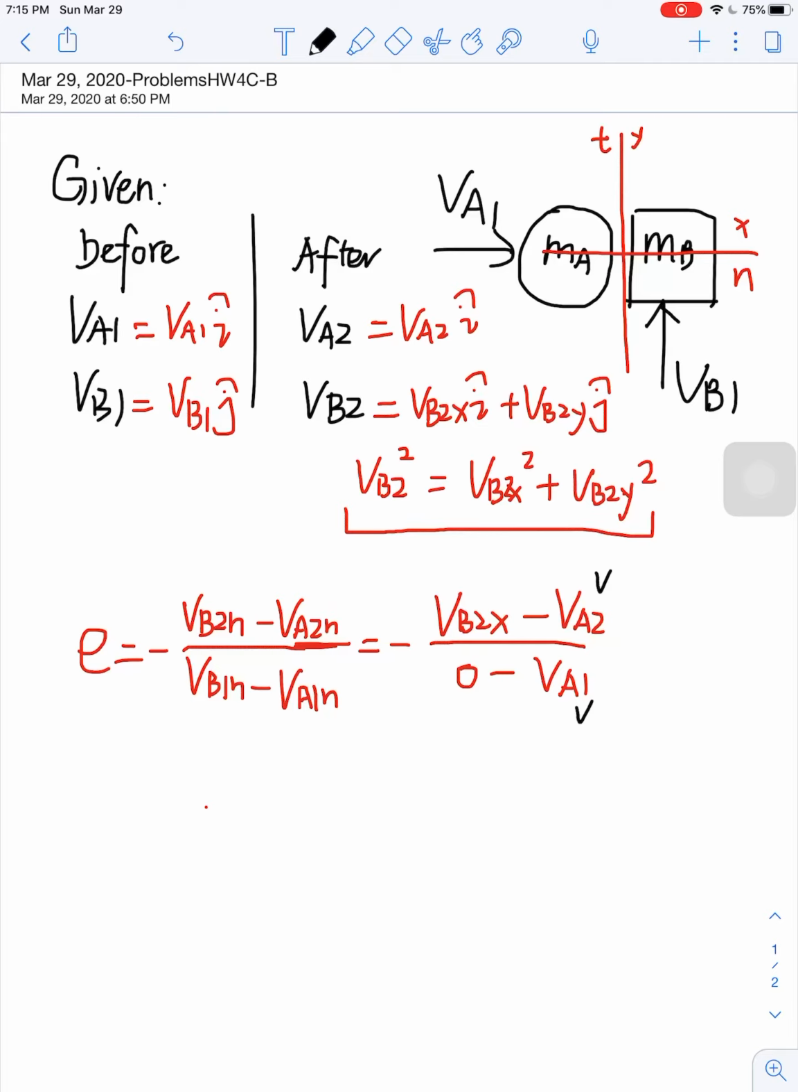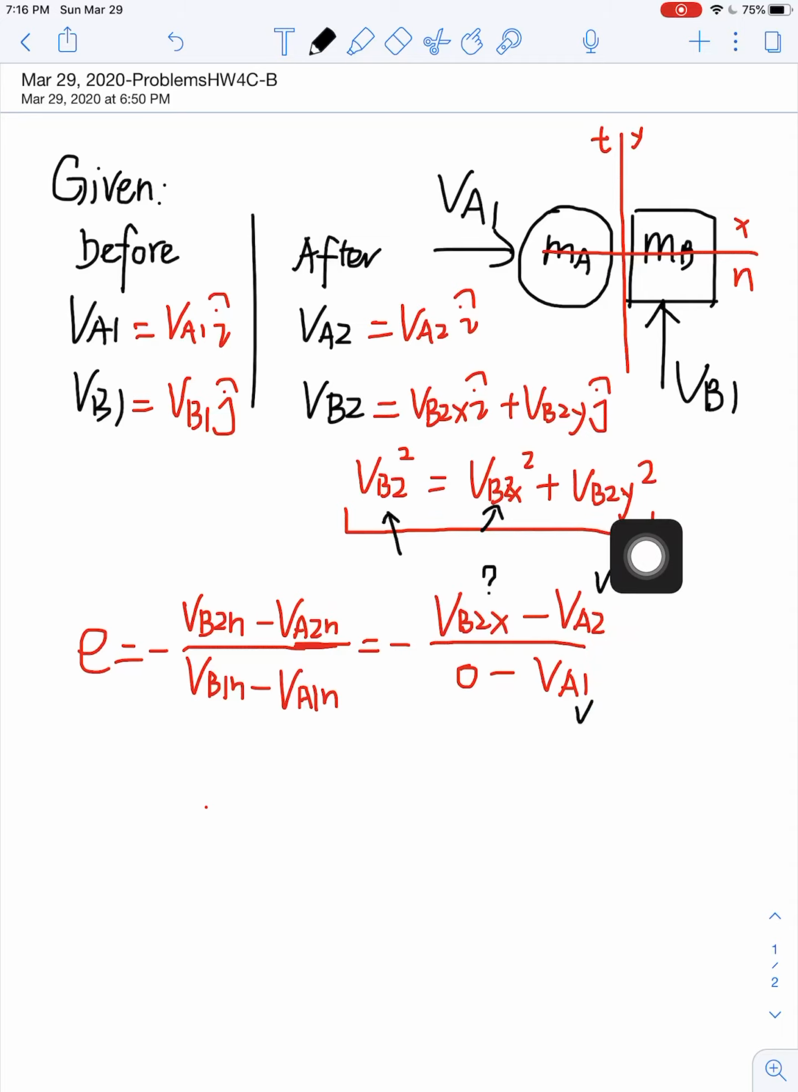If you look at what we have here, VA1 is given, VA2 is given. The only thing we don't really know is VB2x. However, we know VB2x has a relationship with VB2, and VB2 is given. If we can solve for VB2y, we're able to solve for VB2x, and we can solve for e, if that makes sense.